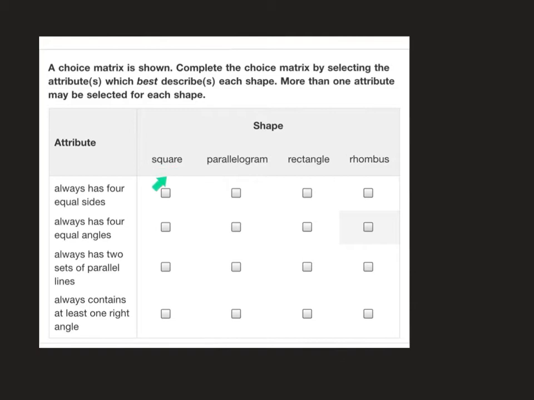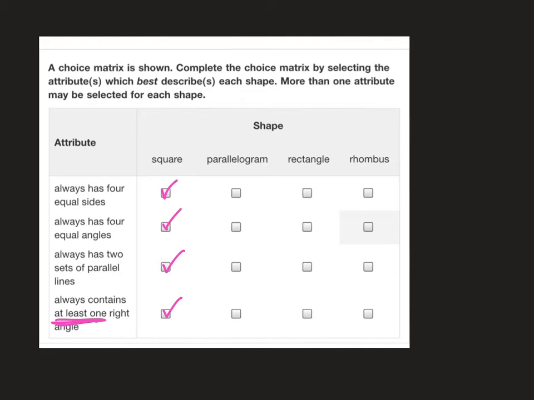We're going to look at square, and we're going to go down the list and see what makes sense for a square. So if I look at square, let's look at the attributes. Always has four equal sides. Absolutely. So we're going to put a check there. Always has four equal angles. Yes, they have four 90-degree angles. Always has two sets of parallel lines. True. Always contains at least one right angle. True as well, because it says at least one. So it doesn't necessarily mean that it has to have all four, but we know that a square does. So all of those attributes apply to a square. All right, so let's look at parallelogram.